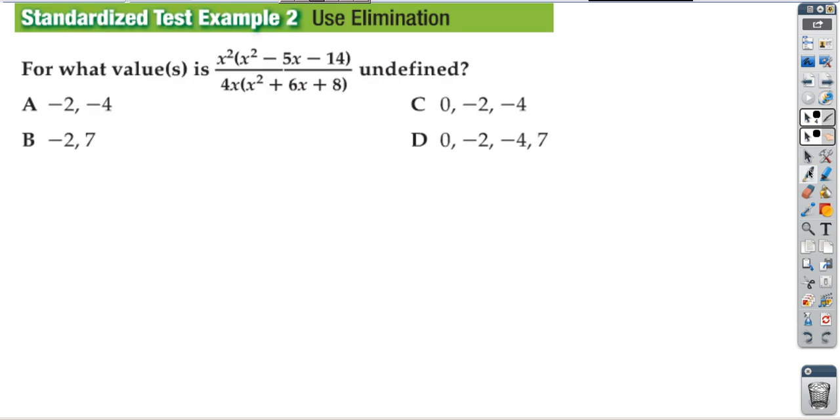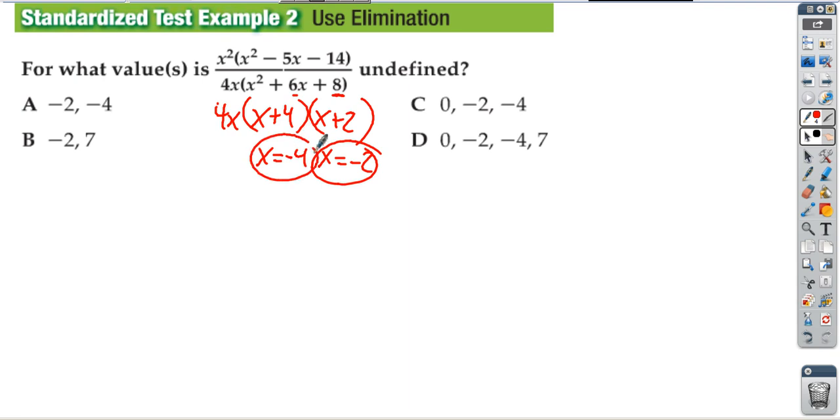Alright, this one is not even asking us to simplify, it's just asking us what values would make it undefined. So we don't even really need to factor the top. The bottom one factors: numbers that multiply to 8 and add to 6 would be plus 4 and plus 2. And so what would make this undefined? Negative 2 would cause that one to be 0. Negative 4 would cause that one to be 0. And 0 would cause that one to be 0. So 0, negative 4, and negative 2. It looks like the only one that has that is option C right there.